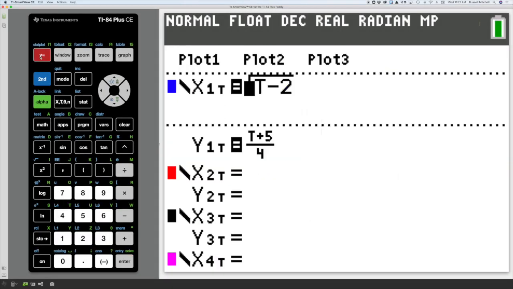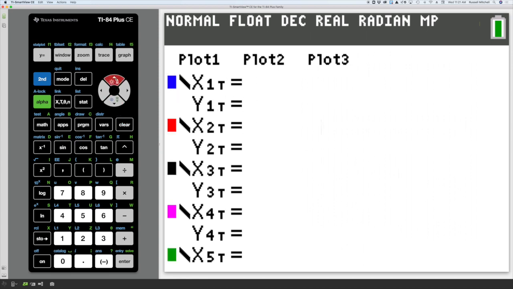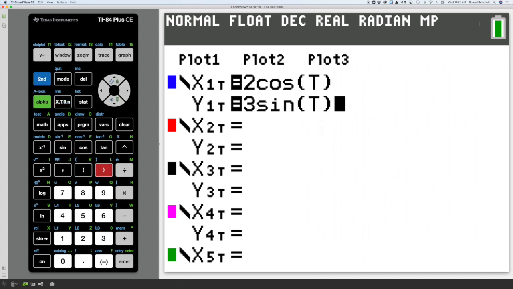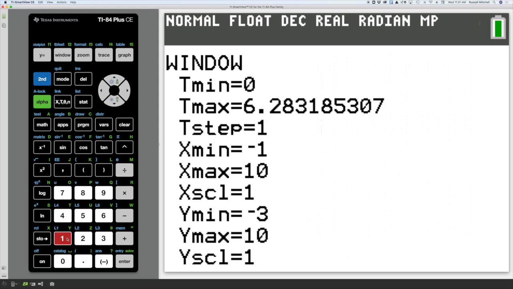So this time we want to go to y equals, and let's clear out the equations we have. x was 2 cosine t, so 2 cosine t, and y was 3 sine of t. And window, let's go from -4 to 4 by 0.5. So t min is 0, that's where we want to start it, and t max is 2 pi. Let's do t step of 1. So it's going to plot 0, and then 1, 2, 3, 4, 5, and then 6. And you're going to see it's not very good resolution.